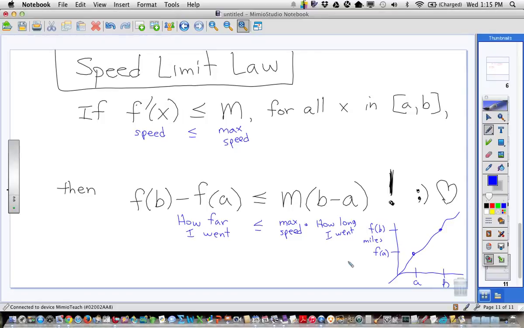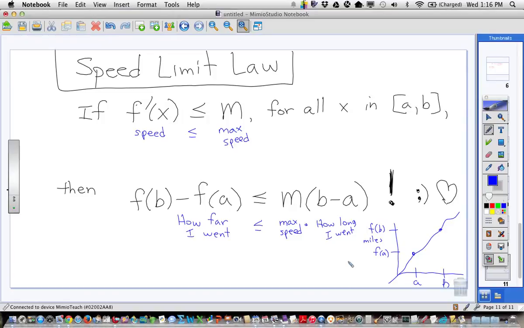Now, let's put this together with some actual numbers. Let's say 20 was my max speed, 20 miles per hour, and let's say I went for 3 hours. So B minus A is 3. Max speed is 20. Times those, you get 60. How far I went has to be less than or equal to 60. If I tell you that the most I went was 20 miles an hour, and I did that for 3 hours, the farthest I went was 60. Seems fairly obvious, but that's what that says in plain language.